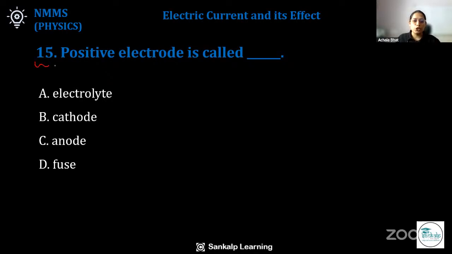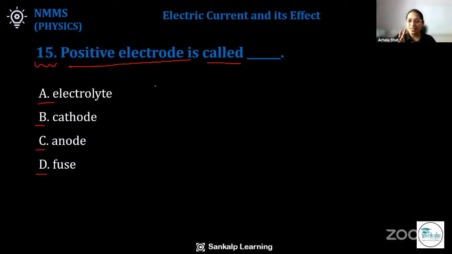Let us see question number 15 of NMMS Physics chapter Electric Current and its Effect. Positive electrode is called A. Electrolyte, B. Cathode, C. Anode, D. Fuse. Positive electrode attracts which type of particles?